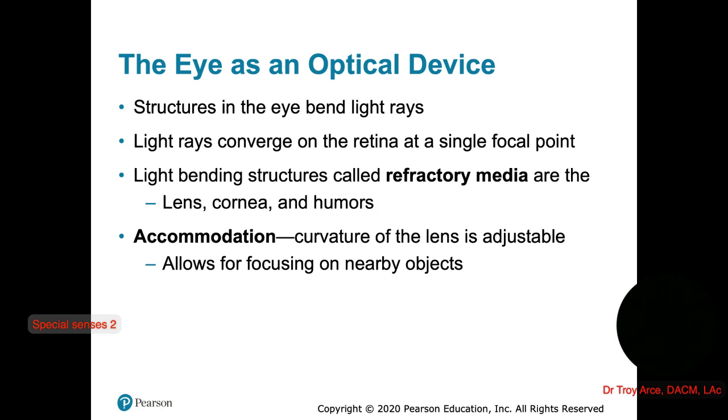So the eye, as an optical device, we have structures in the eye that bend light rays. We talked a little bit about the cells last week, the rods and cones. But these light rays converge on the retina at a single focal point. And this light bending structure is called refractory media, or the lens, of course, the cornea, and the humors. We have accommodation, which is the curvature of the lens that is adjustable. And as we mentioned last week, the eye can actually change shape, and this allows for focusing on nearby objects.